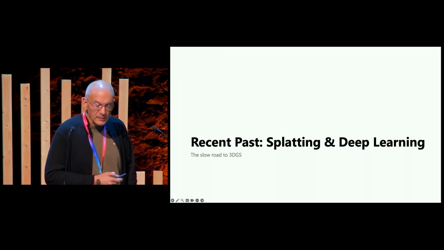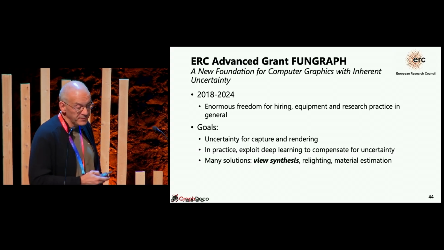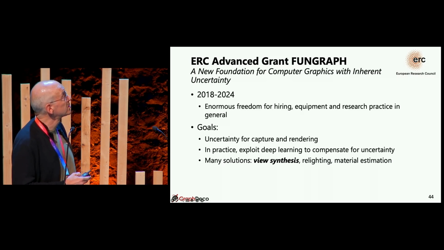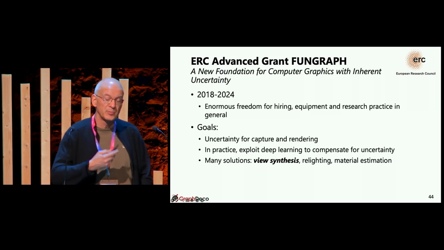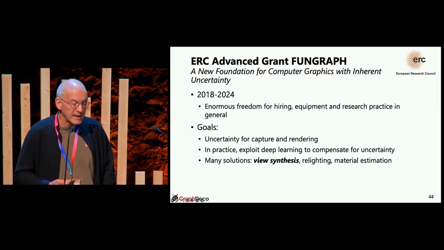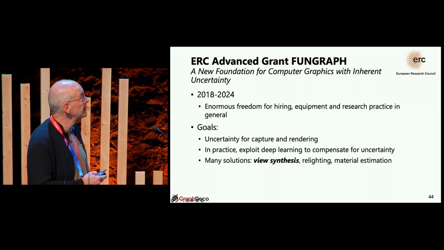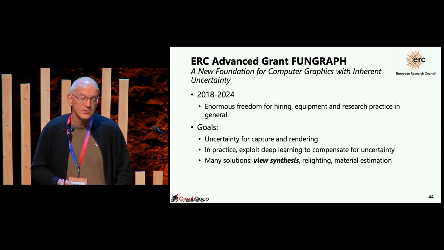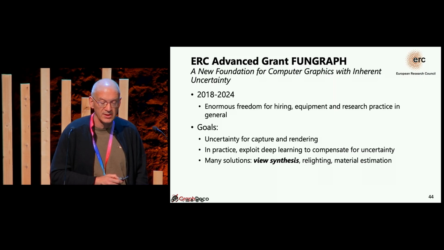So moving to 3D Gaussian splatting was a relatively long process, and it was funded by my first ERC, so ERC FUNGRAPH, where the goal was to develop techniques to deal with uncertainty in data. So as I said, this incorrect geometry that you get from the capture process. And we developed solutions basically exploiting deep learning. And we worked on geosynthesis, relighting, and material estimation. I'm going to be presenting today mostly the results on geosynthesis.